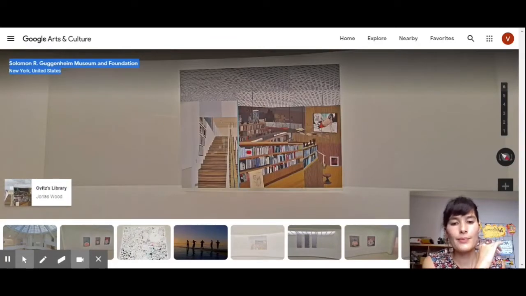All right, it gives us a little tab with the title and the author, not author, artist. Orvitz's Library by Jonas Wood. Looks like a painting of a library.